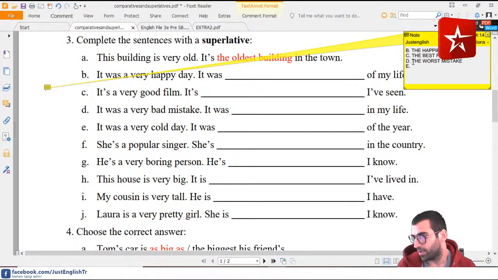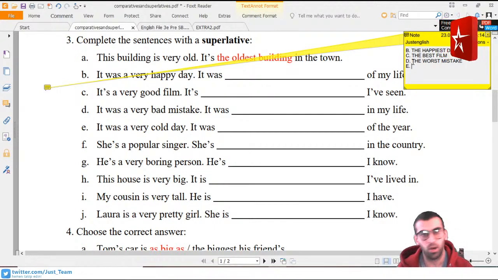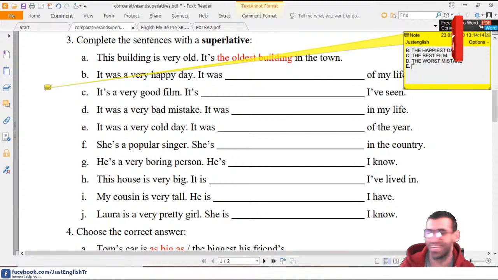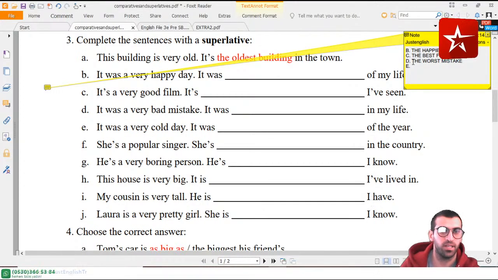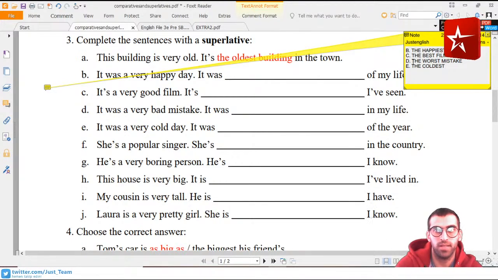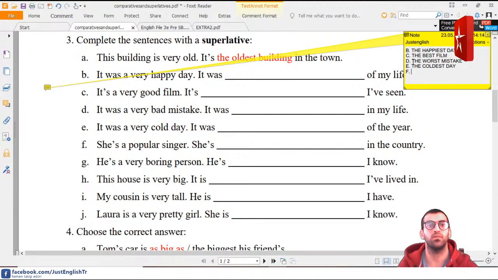And part E. It was a very cold day. It was blah blah blah of the year. The coldest, yes. Great, guys, super. It was really great. If I see your answers are correct, it makes me happy. It was a very cold day. It was the coldest day of the year. Yes, it was the coldest day of the year.